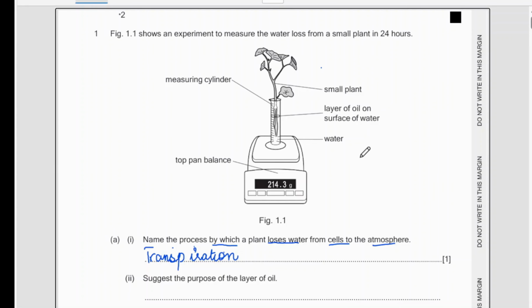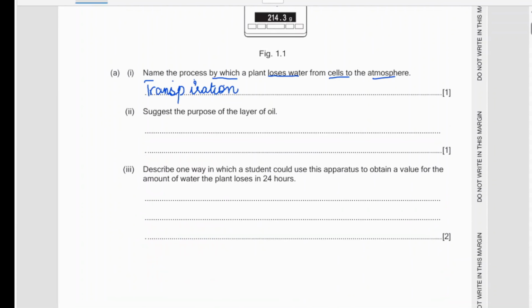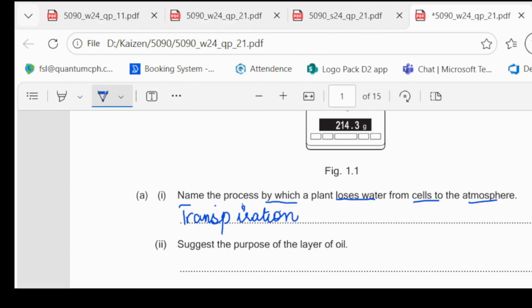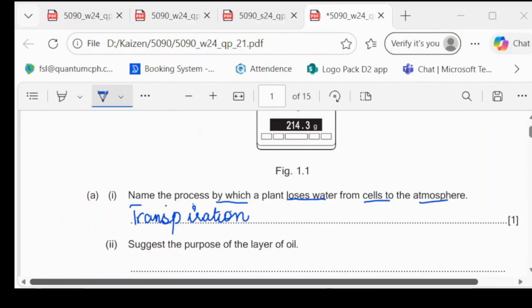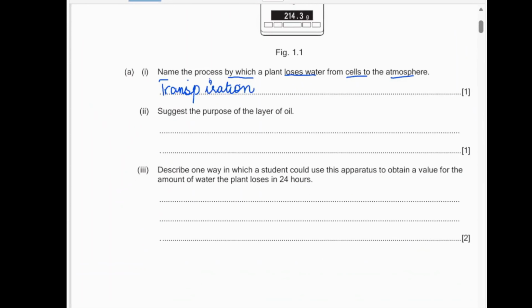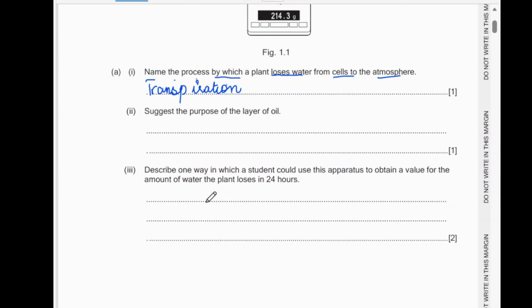Okay. Question number 3 is, describe one way. Oh, wait. Is it minimized for you? Okay. There is some issue with me. It's not giving me the proper format. Okay. Describe one way in which a student could use this apparatus to obtain a value for the amount of water loss. How the student would calculate the water loss.